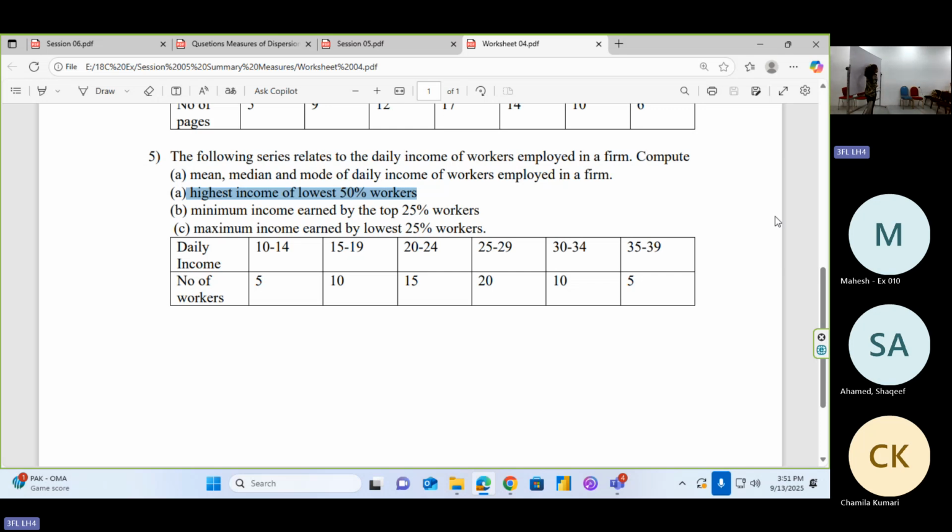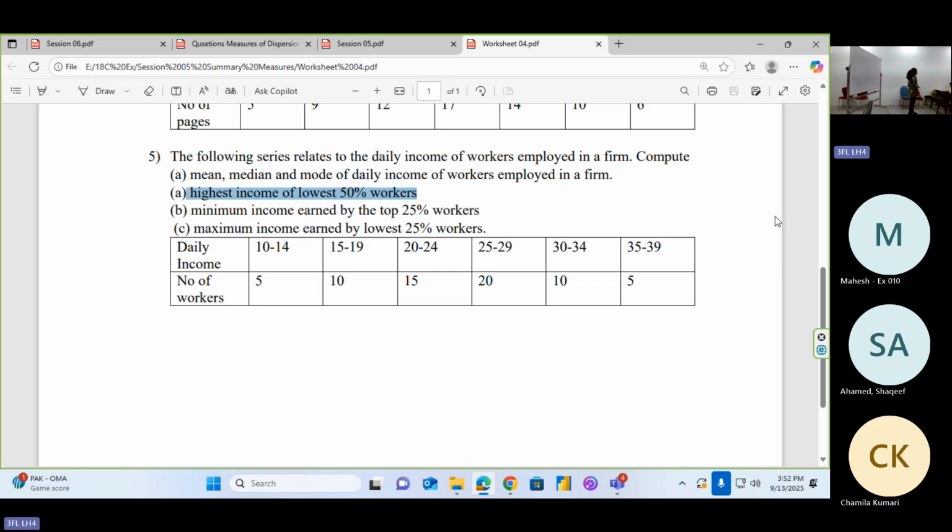Why is this the top 50% of employees? This is their lowest income. Okay, then they earn 25.125 or greater than this value. These are the top 50% of the employees. Now clear? Okay. Then tell me the next one.